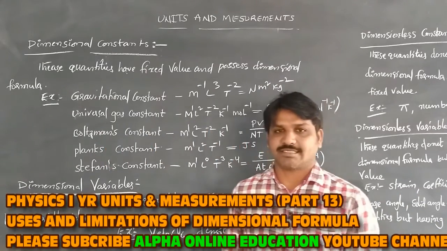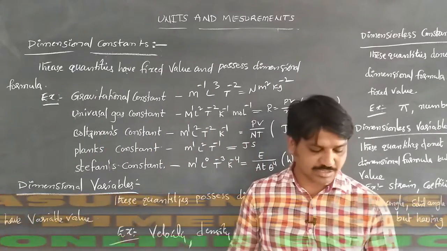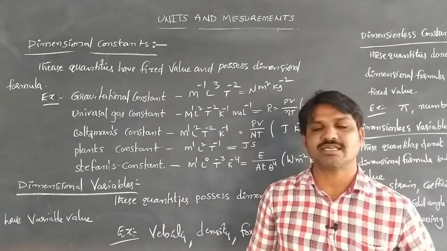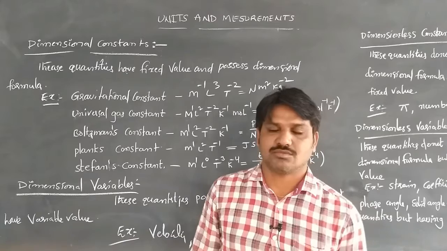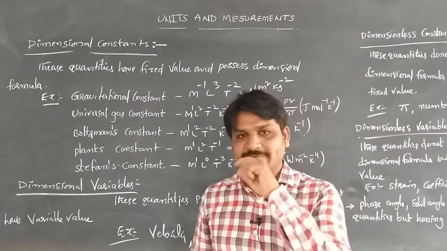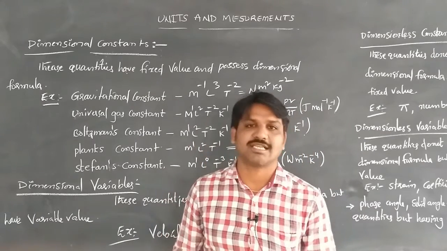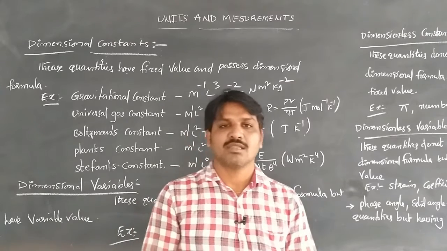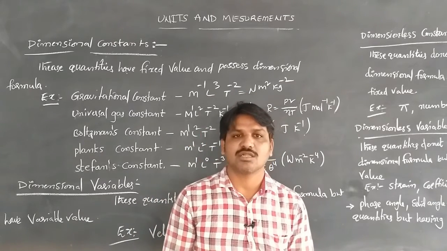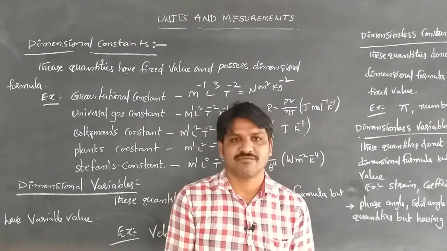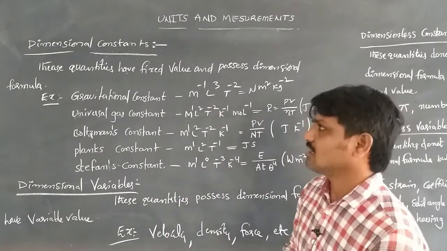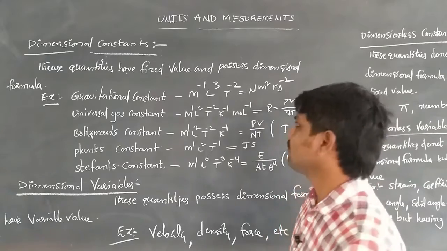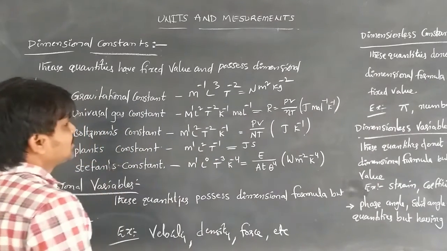Dimensional constants. What is meant by the dimensional constant? It means physical quantities that have a fixed value, like constant values, and which also have a dimensional formula. These quantities have fixed value and possess a dimensional formula.